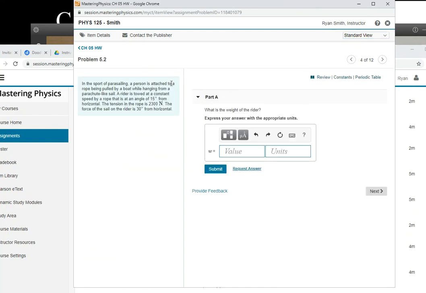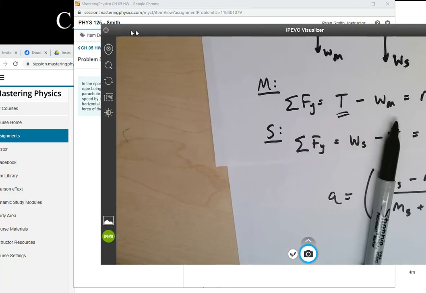Okay, there we go. So, in the sport of parasailing, a person is attached to a rope and being pulled by a boat. So, when a rider is towed at a constant speed by the rope, it is at an angle of 15 degrees, and the tension in the rope is 2,300 newtons, and the force of the sail on the rider is 30 degrees from the horizontal. So, there's a few things going on here.